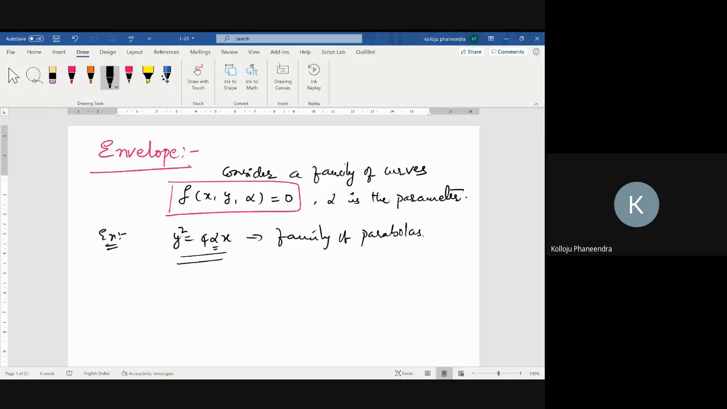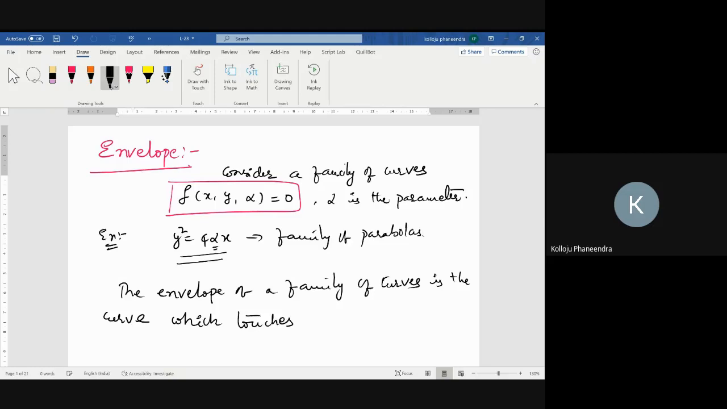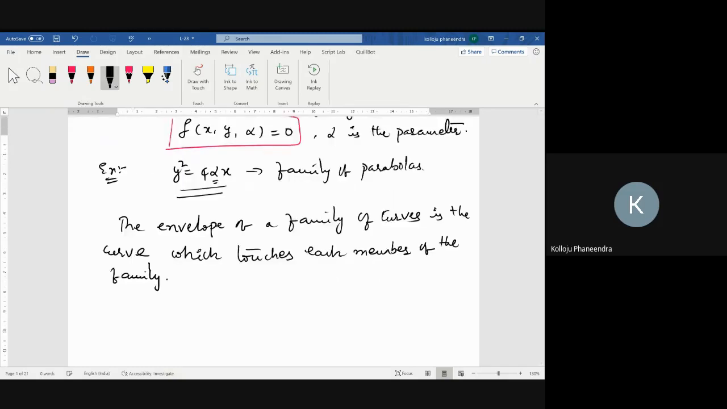Now, what is the definition of envelope? The envelope of a family of curves is the curve, meaning the envelope is again a curve, which touches each member of the family, each member or curve of the family. A simple example to understand this concept.